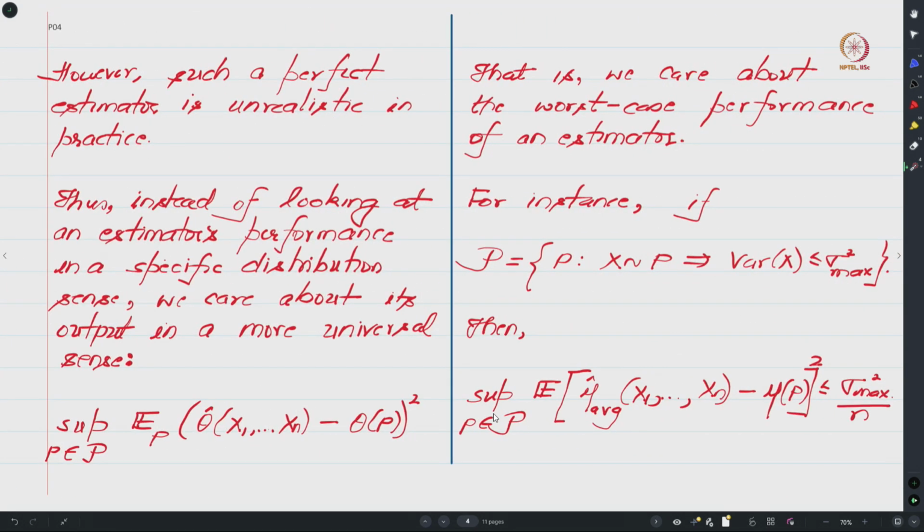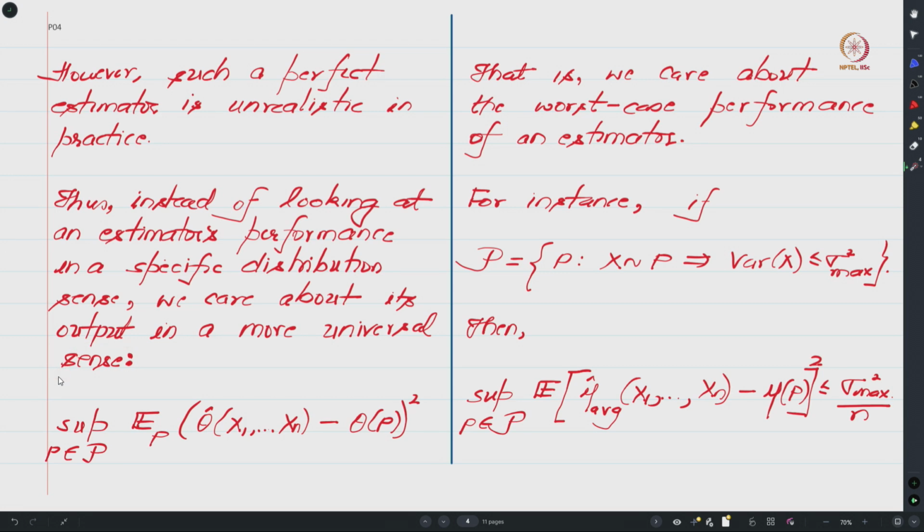However, such estimators are unrealistic in practice. Hence, instead of focusing on one distribution at a time, we evaluate or look at the performance of an estimator in a more universal sense. Instead of looking at it in the context of a specific distribution, we evaluate the power or the potential of an estimator in a universal sense.